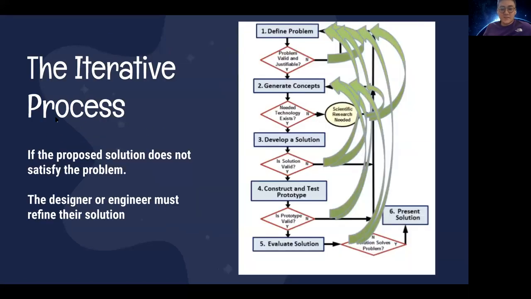So this is probably where the iterative process comes in. So there's more of this one. So throughout each step of 1, 2, 3, 4, 5, which is also kind of the cycle, you want to actually check, is the problem valid and justifiable? Remember if I said, is the problem okay? Otherwise, we go back. Do we have the technology?